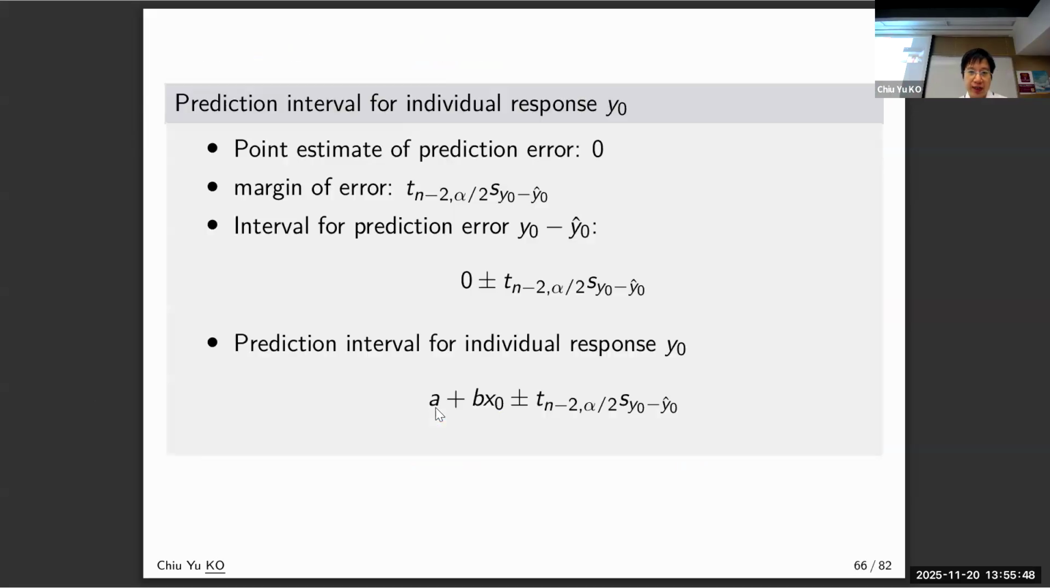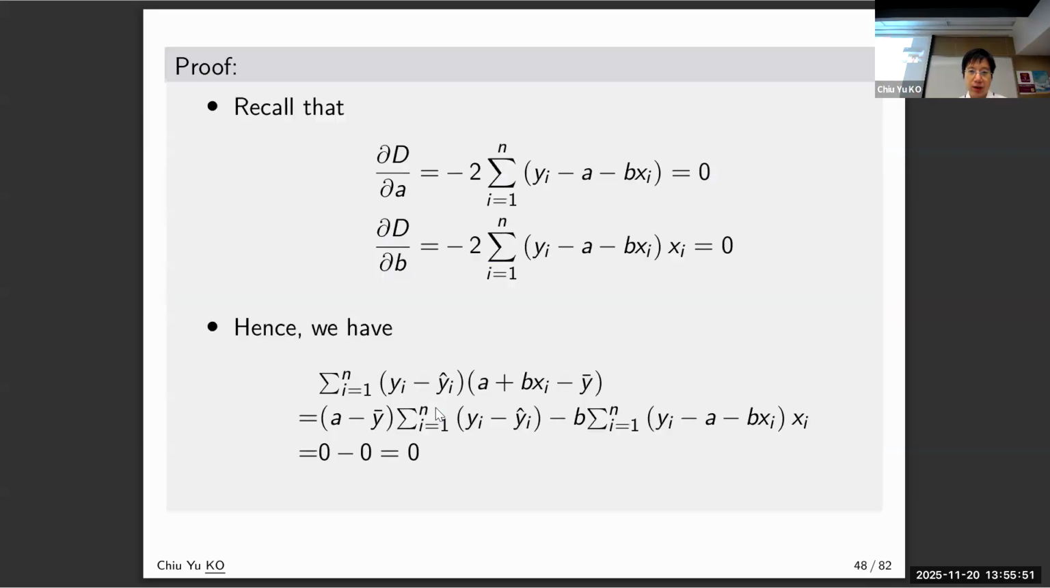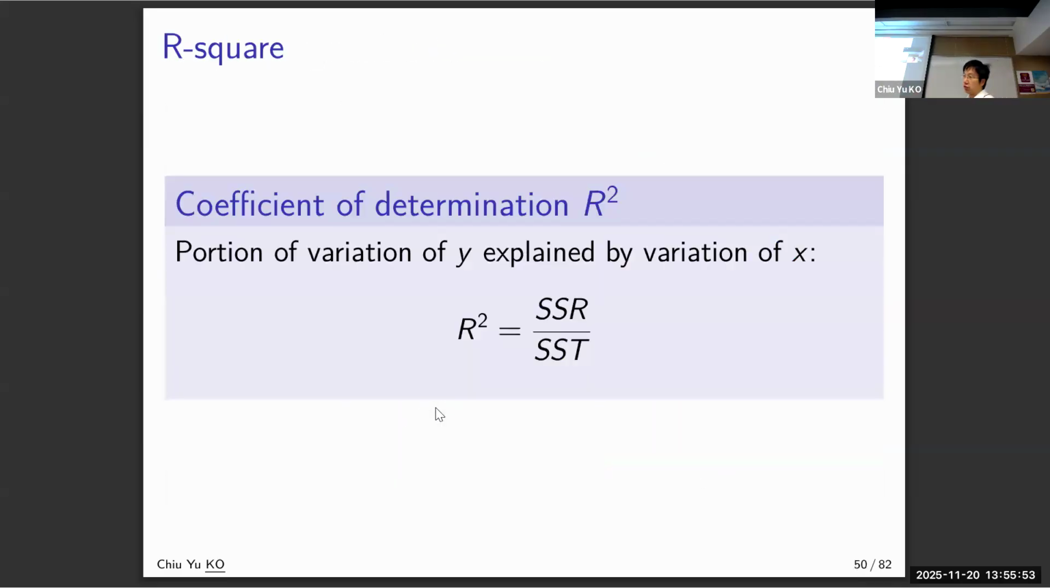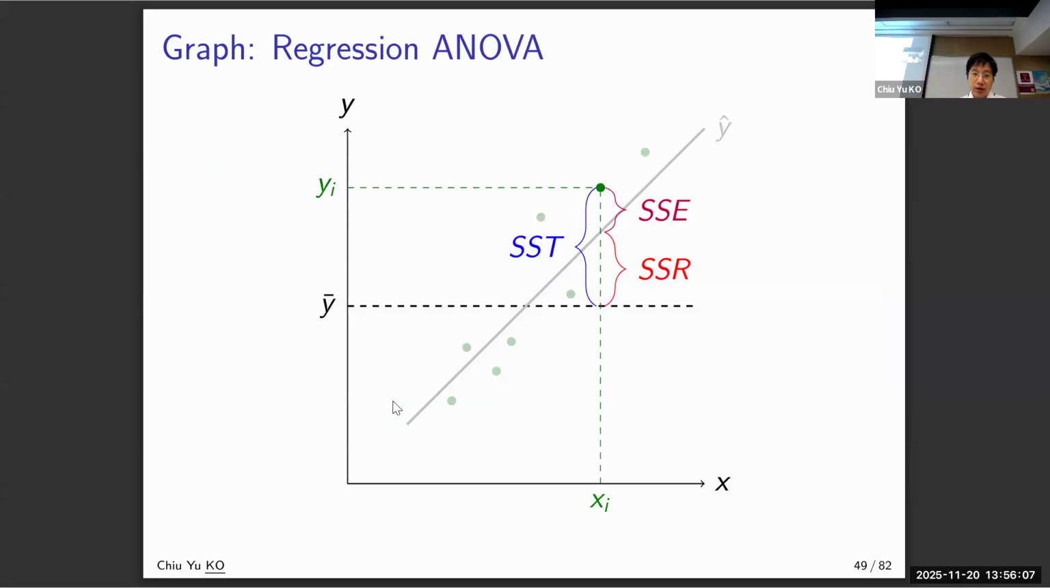The very last thing we covered last time is the coefficient of determination, which is R squared. It's how much we explain by the regression. Look at this picture. The thing we want to explain is this part, because even without X, we can predict Y by Y bar. So what we want is to explain why Y is different from Y bar, which is our SST.